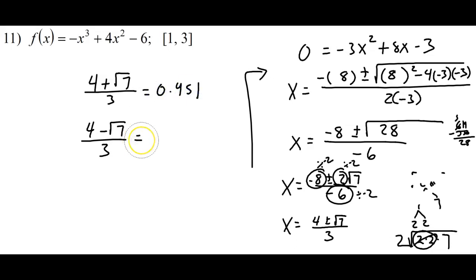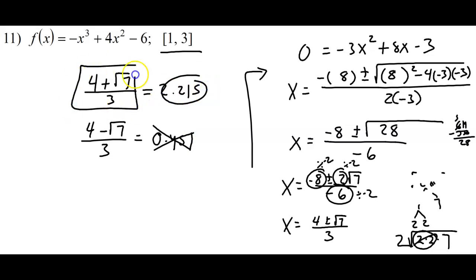0.451. And then 4 minus, actually I take that back, that's the subtraction answer, 0.451. And then we'll do the addition one as well, and that one's 2.215. So, are both of these on the interval? This one is not, but this one is, and so this is the answer we would choose. Sometimes they'll both be on the interval and you would include both answers. But in this case, only the 2.215 is somewhere between 1 and 3.